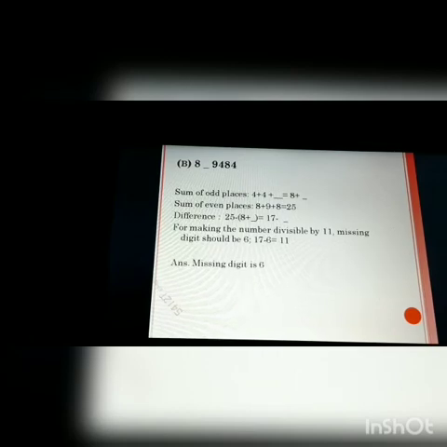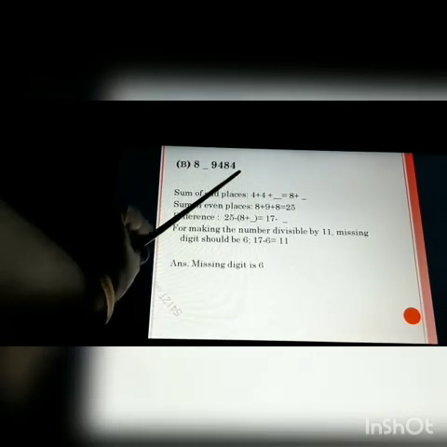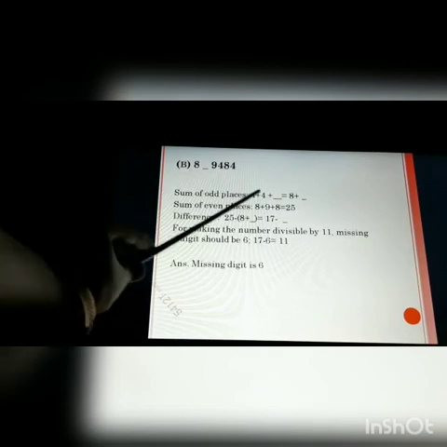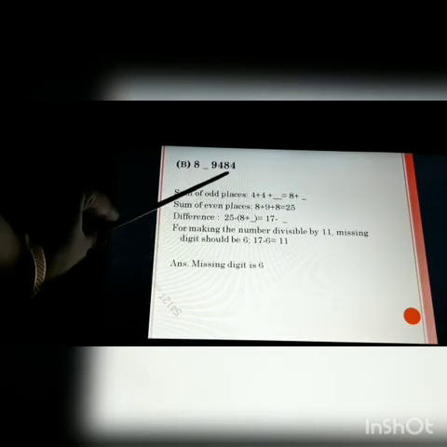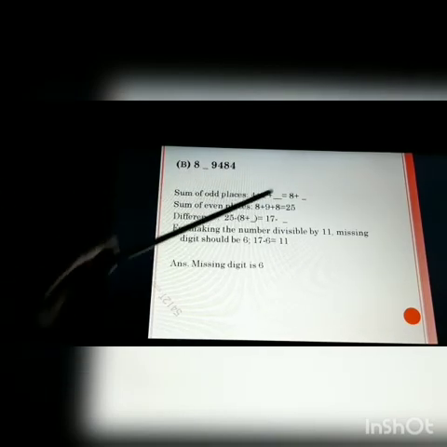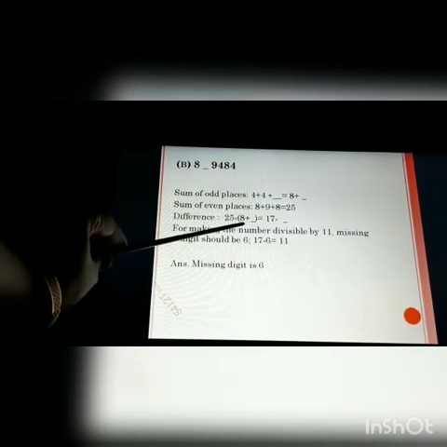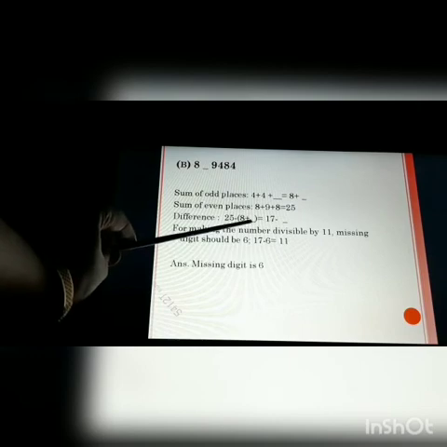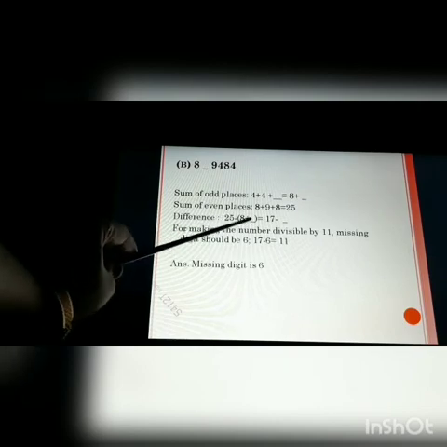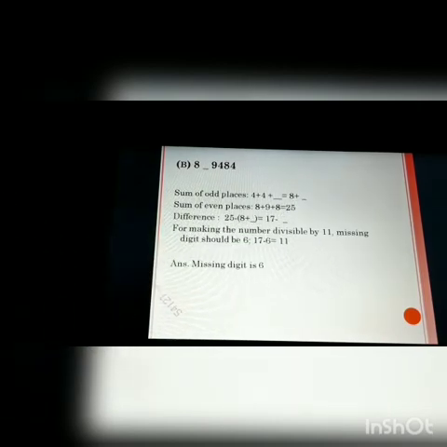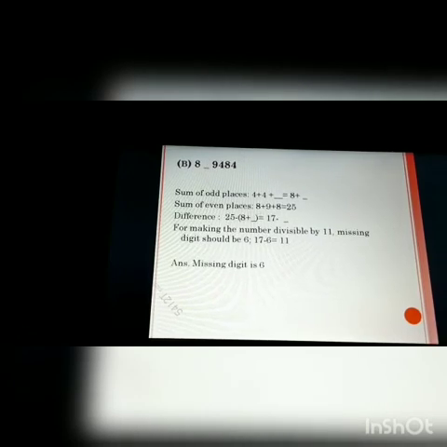I'm going to repeat this question. Sum of odd places from the right, 4, 4 and blank, they are forming 8 plus blank. Sum of even places, 8, 9 and 8, they are forming 25. Now their difference is 25 minus 8 plus that blank. Now 25 minus 8 is 17, that blank will also be subtracted. 17 minus 6 will be 11, that means the blank value will be 6.